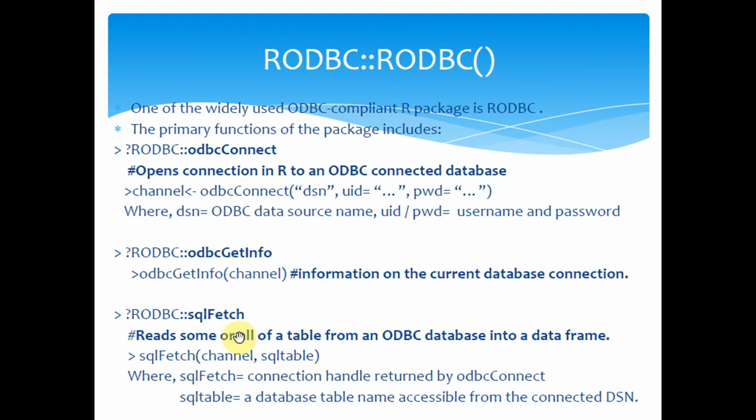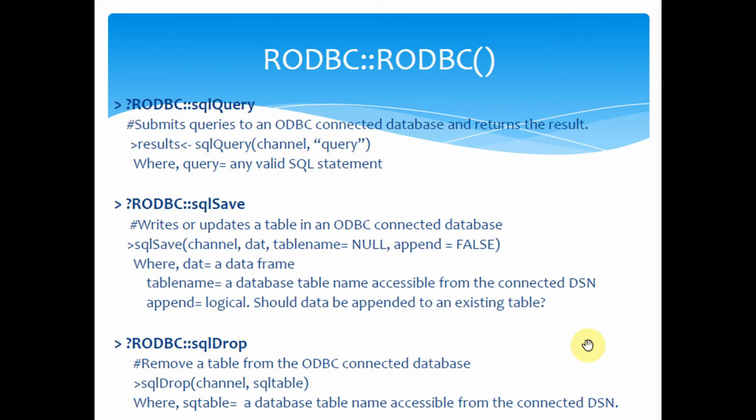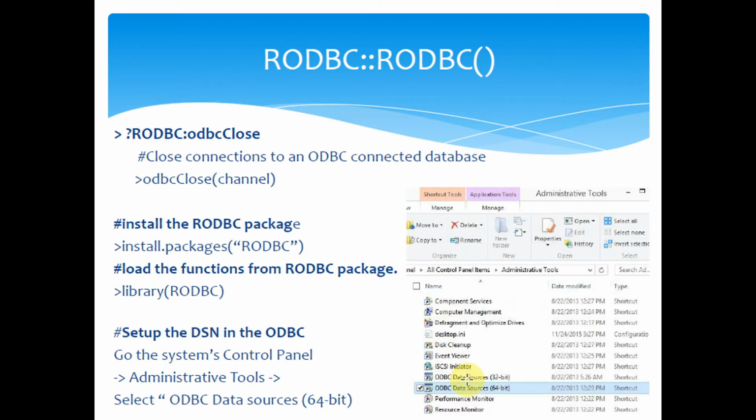sqlFetch reads some or all of the tables from an ODBC database into a data frame. sqlQuery submits queries to an ODBC-connected database and returns the result. sqlSave writes or updates a table in an ODBC-connected database. sqlDrop removes a table from an ODBC-connected database. And finally, odbcClose closes the channel. We will see how to perform all of these commands in our lab video.